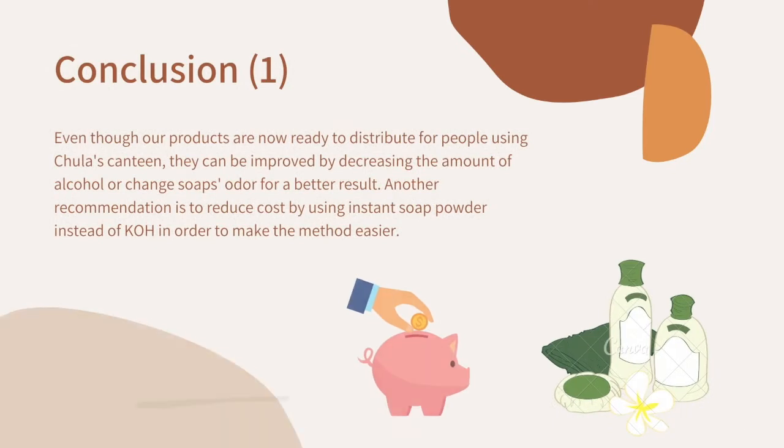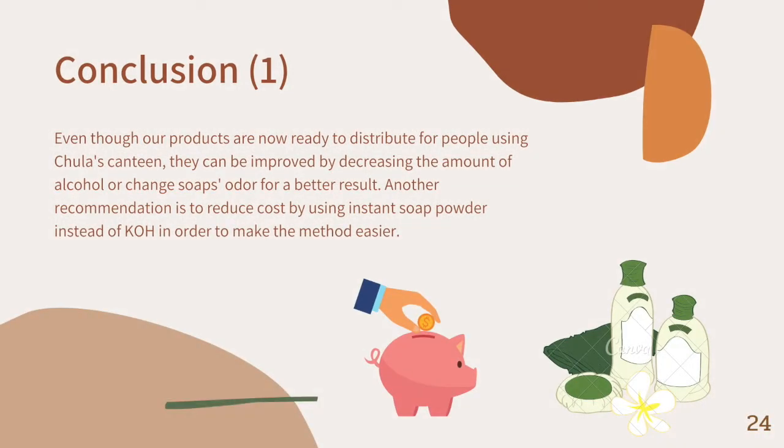Conclusion 1. Even though our products are now ready to distribute for people using Chula's canteen, they can be improved by decreasing the amount of alcohol or changing the soap's smell for a better result. Another recommendation is to reduce the cost by using instant soap powder instead of KOH in order to make the method easier.